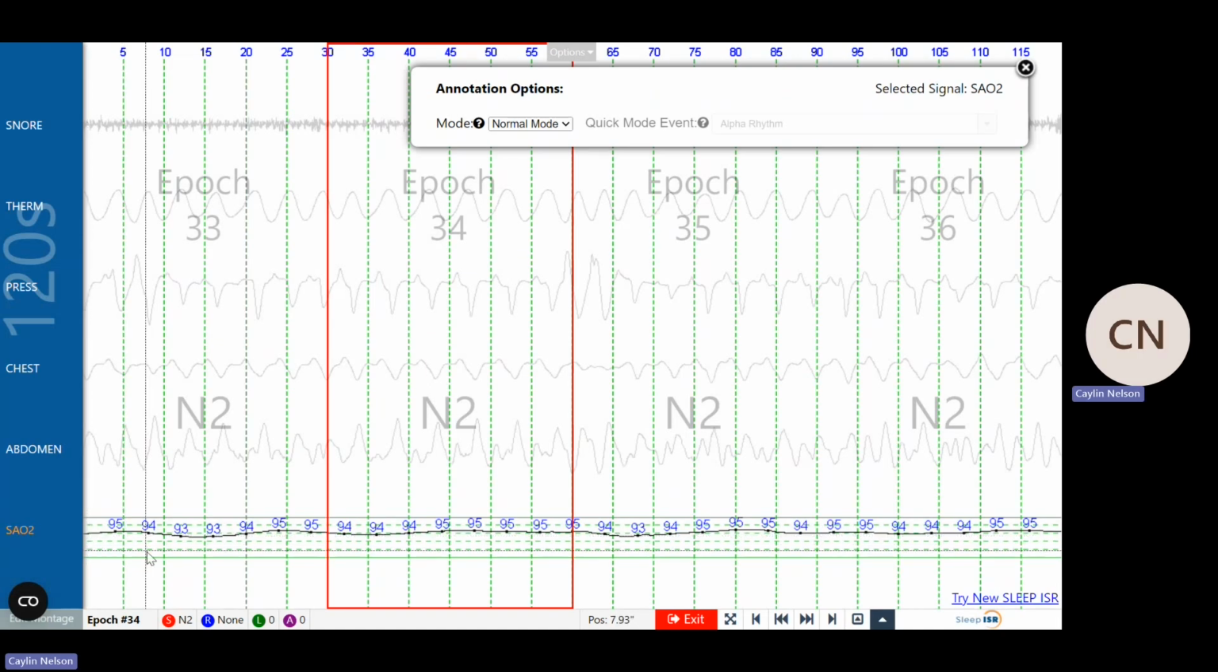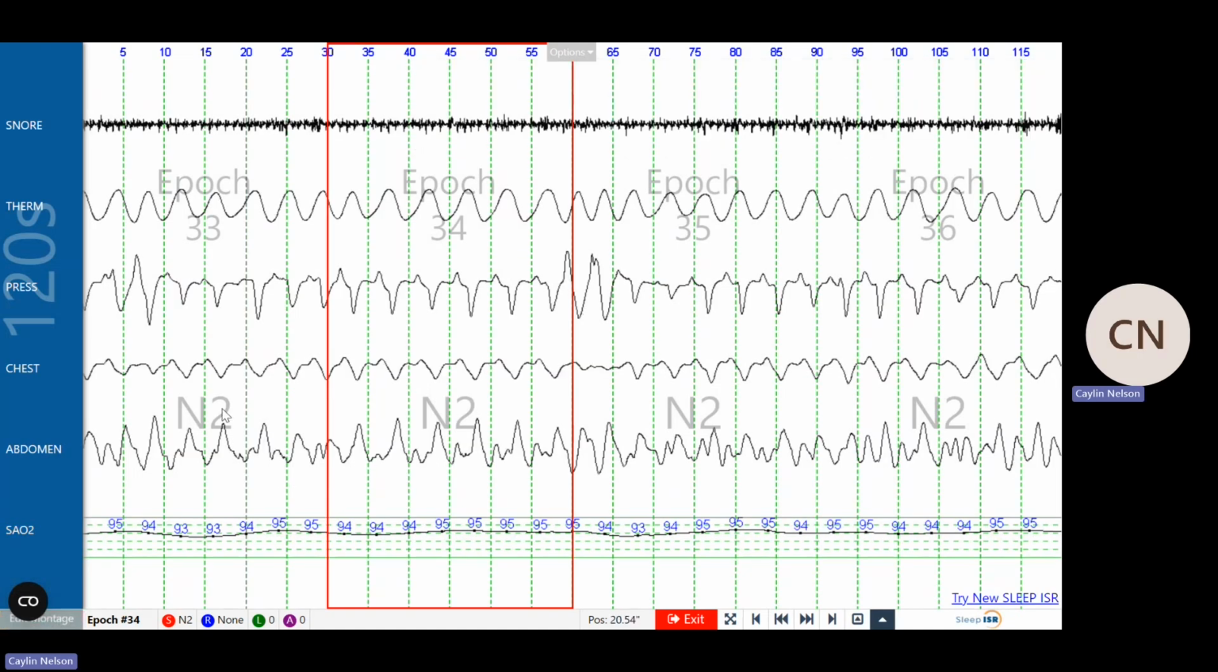So with your SaO2, you do have this graphical mode and numerical mode. While it's showing your numbers, it's also going to show kind of like a reference line. So you have your reference line in the center there to show if there's any significant drops or changes. So you can see when it slightly drops, slightly gains, so from 95 down to 93, and even back up to 95 there.